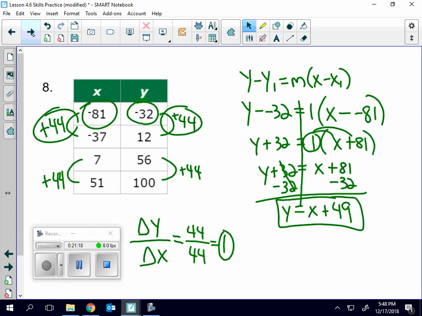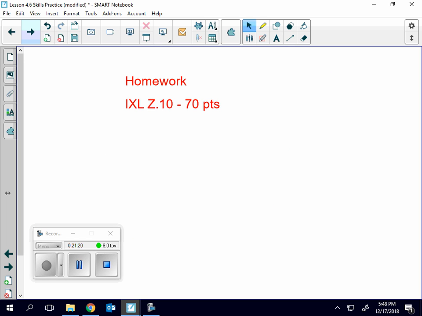And this year we are doing Z10 to 70 points. There might be things added depending, but for now, that's one of the things you're doing. Check Google Classroom for further information.